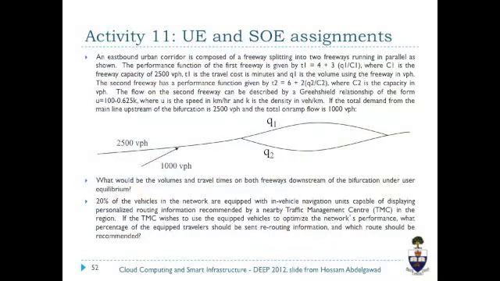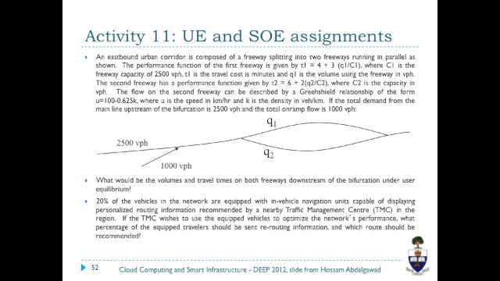An eastbound urban corridor is composed of a freeway splitting into two freeways. So you have 2,500 vehicles per hour coming from the main highway, and then you have 1,000 vehicles per hour coming from an on-ramp. They're running in parallel as shown. The performance function of the first freeway is given by T1 equals 4 plus 3 Q1 over C1, where C1 is the freeway capacity of 2,500 vehicles per hour. T1 is the travel cost in minutes, and Q1 is the volume using the freeway in vehicles per hour. So that's the upper link, where you see Q1.